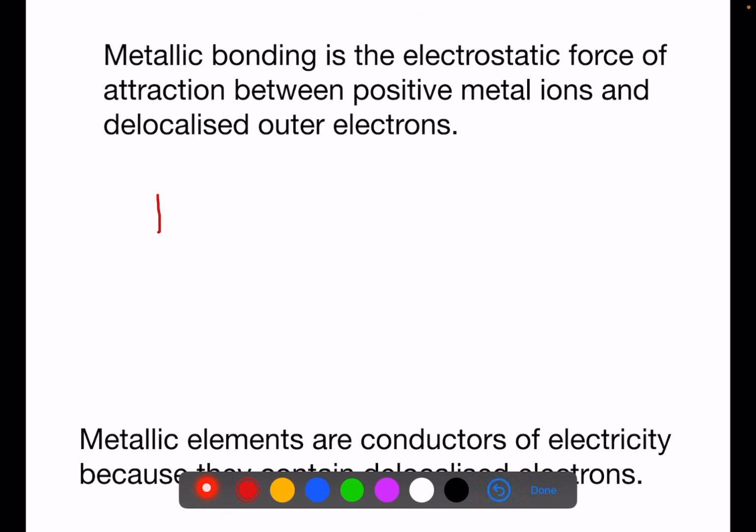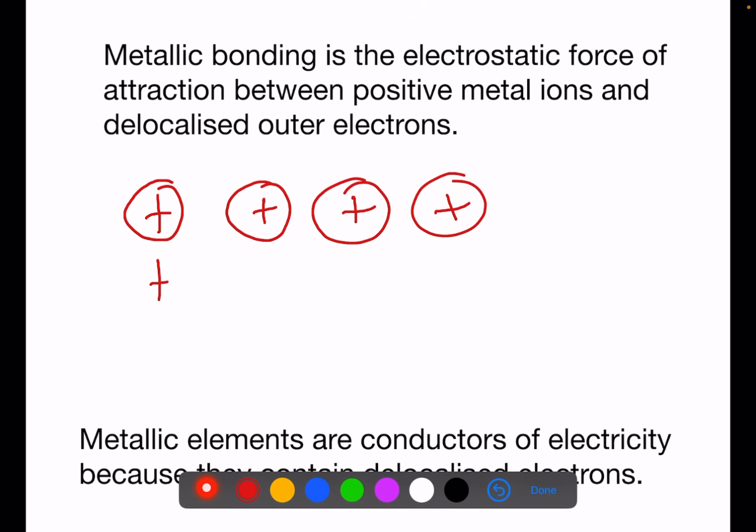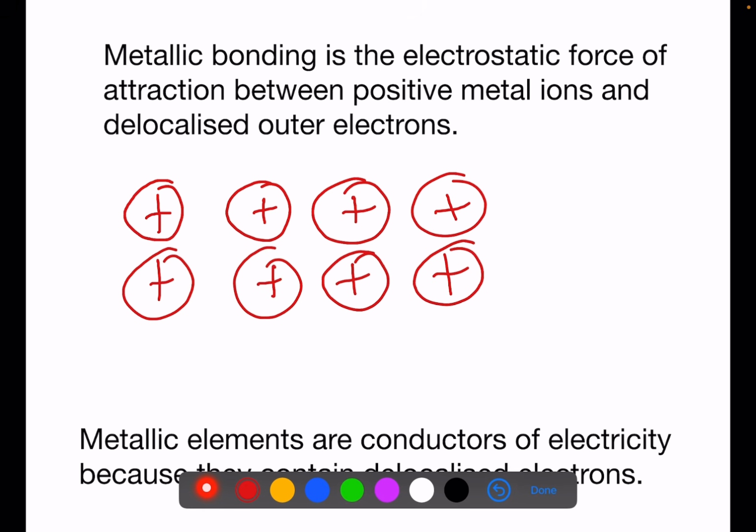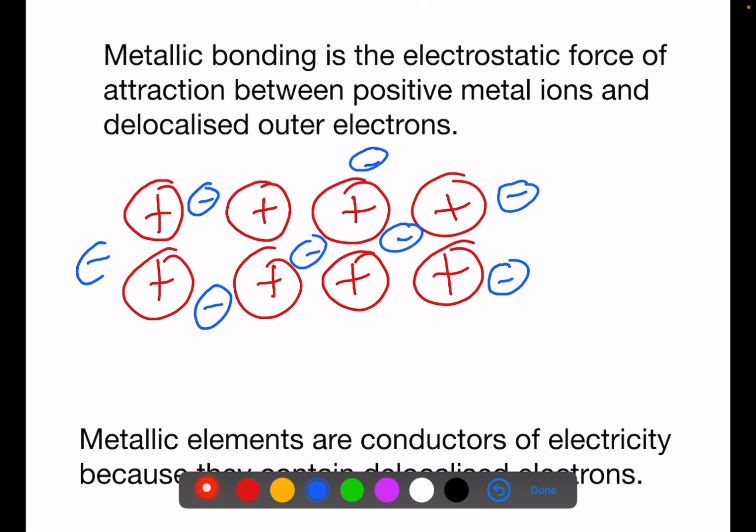In the case of a metal, we have positive metal ion cores which are arranged in a lattice. Around these cores, we have their delocalized outer electrons. These electrons are no longer fixed with one atom. They are free to move, and because of this, metals conduct electricity.